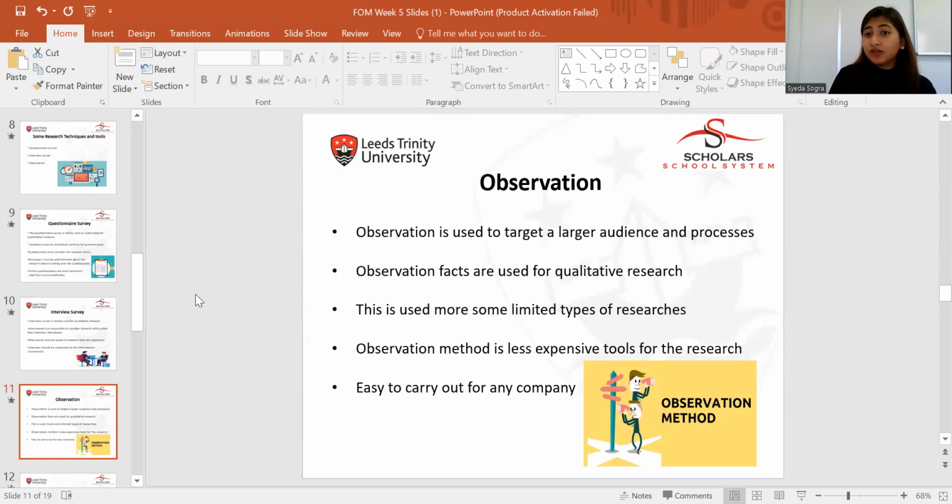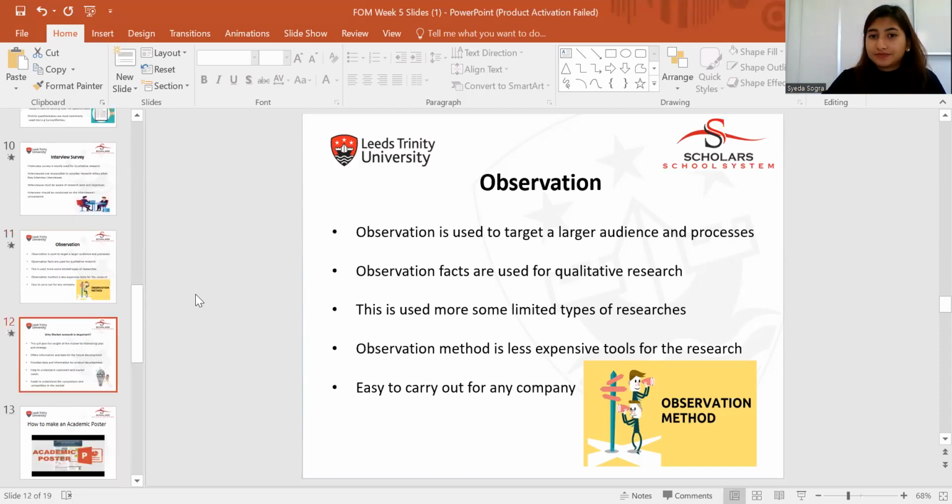Observation. Observation is used to target a larger audience and processes. Observation facts are used for qualitative research, and this method is less expensive. It's easy to carry out for any company.